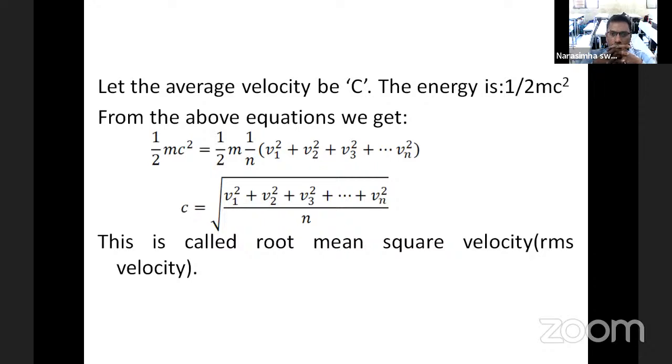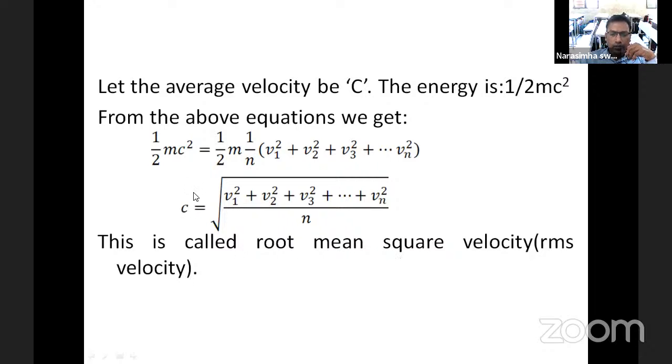From the above equations we get half m c squared equal to half m times the sum over all n particles. Half m will cancel, so c squared is remaining here, and the root comes on the right-hand part. Under the root, v1 squared plus v2 squared and so on up to vn squared, divided by the total number of entities, n. This is called the root mean square velocity, that is RMS velocity.